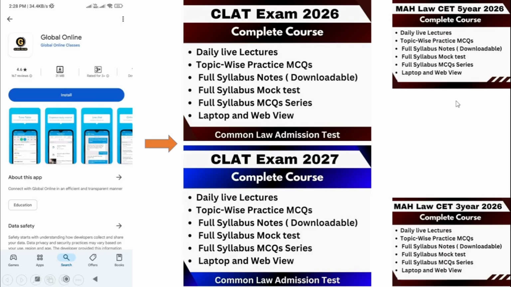So let's begin our journey towards CLAT 2026 success with today's legal reasoning session.